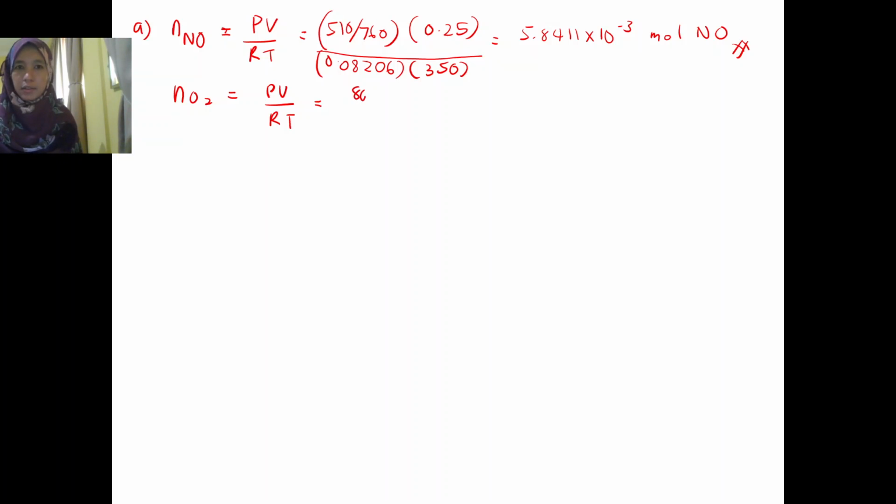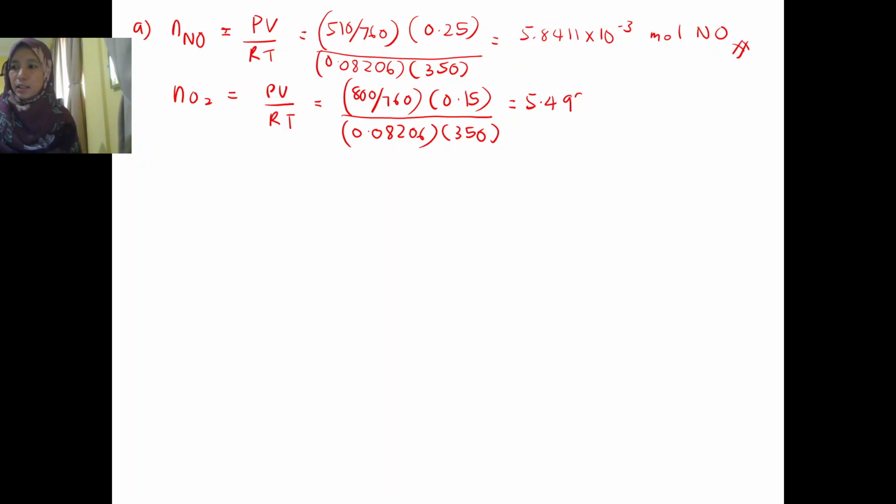Okay, 800 convert to atm, 0.15. So 0.08206, 350. So we have mole for oxygen, 5.498 exponent negative 3 mole oxygen.